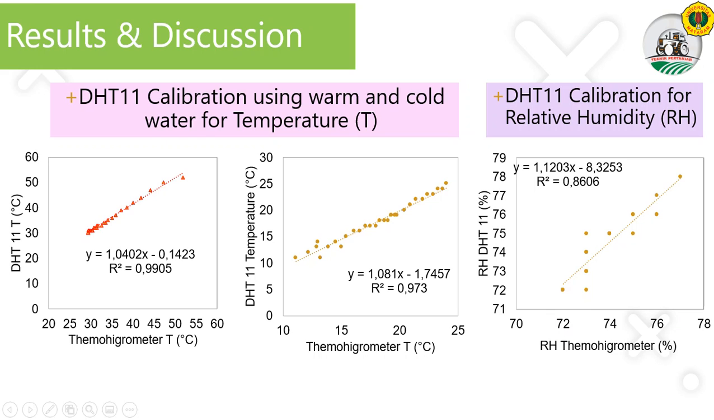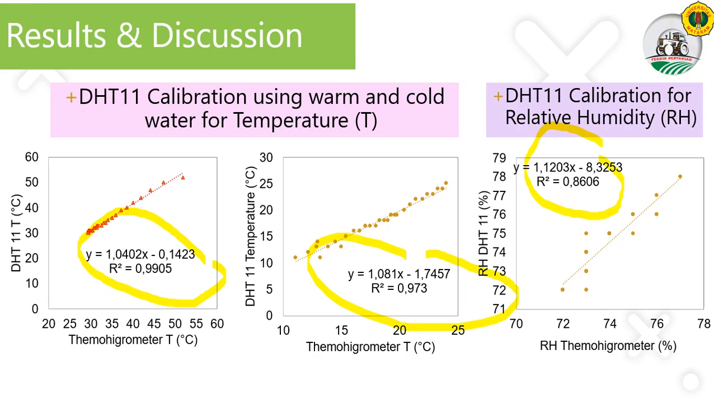This shows you the DHT calibrations for temperature and for relative humidity. We use warm water and cold water for the temperature. As we can see here, the R squared is very high, almost 1. This shows that the accuracy of the sensor is very high. For the humidity, even though it's not near 1, this R squared is relatively high. Therefore, the data is generally valid.